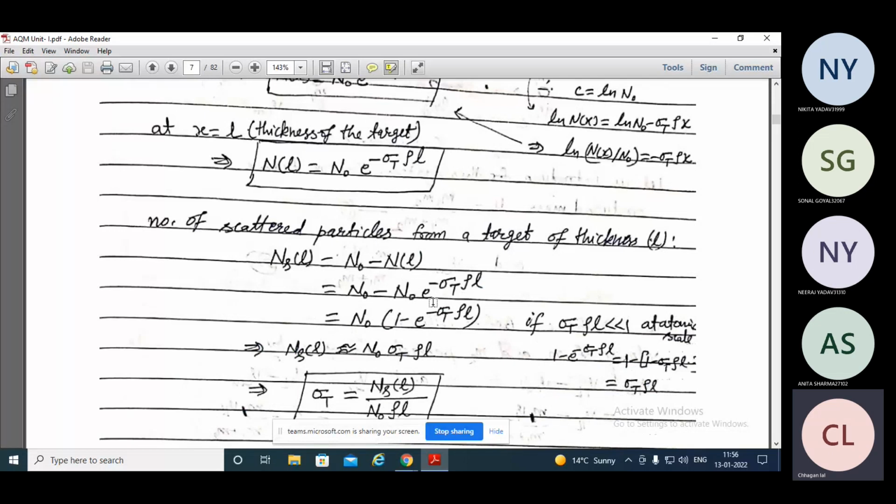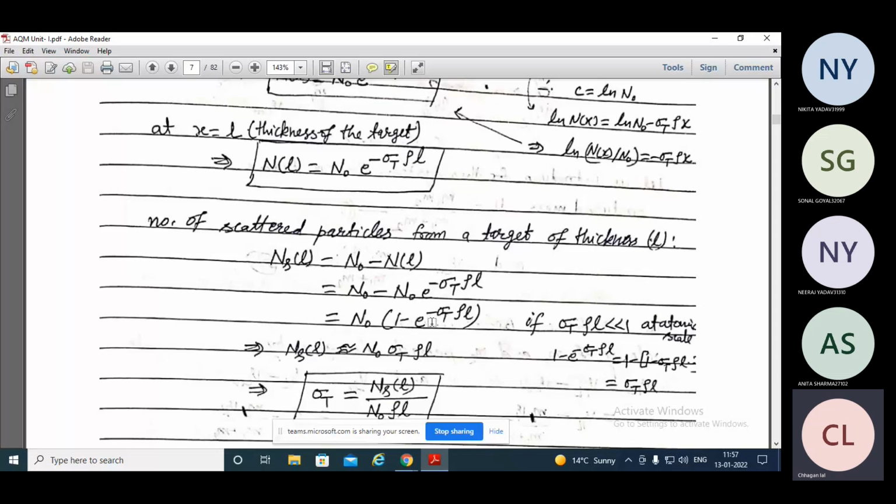And one more thing, sigma t rho L is a dimensionless, unitless quantity, and sigma t is less than 1 on the atomic scale. So that's why we can expand this term by the binomial expansion theorem, and we can find the solution in terms of sigma t, rho, and L.